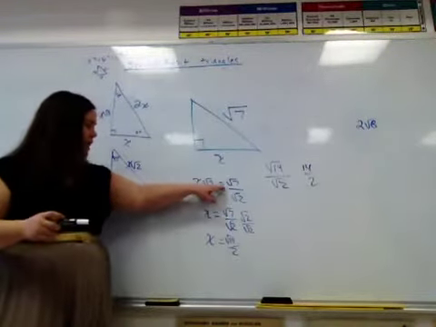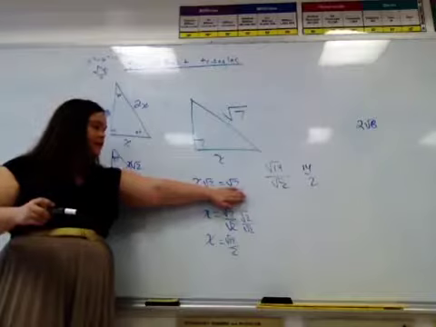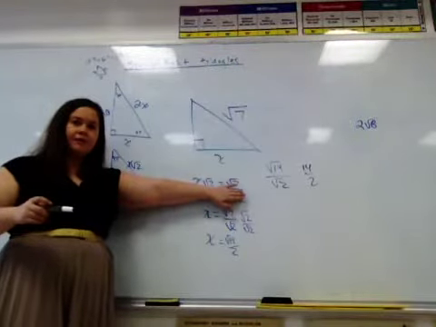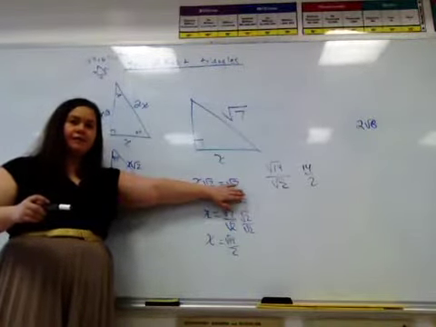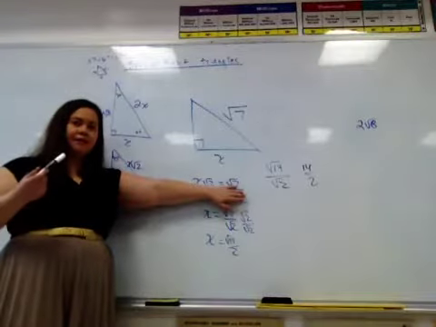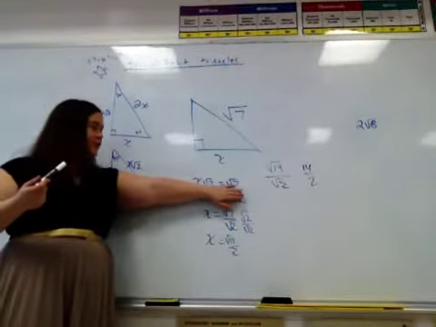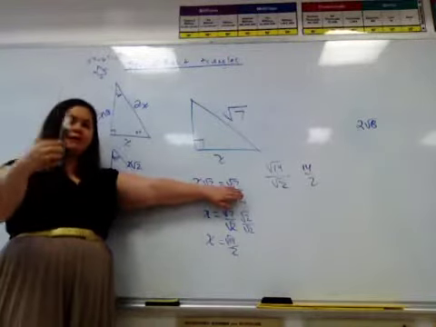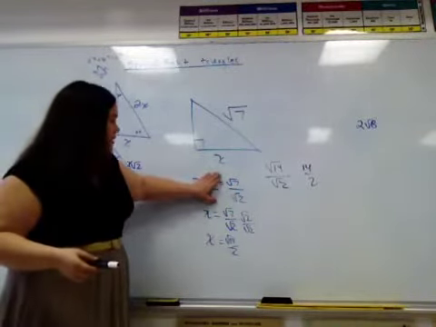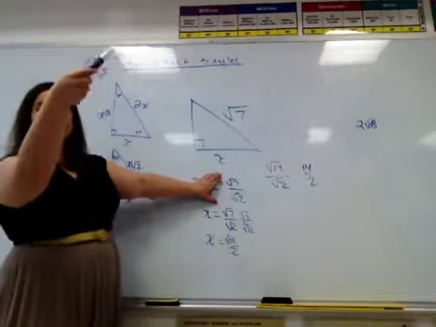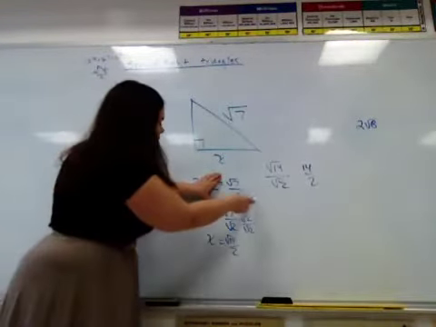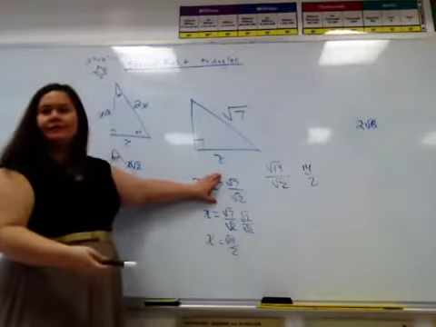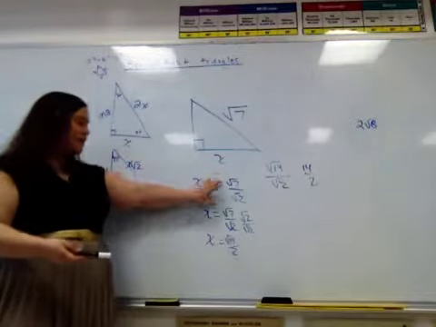We had x times radical 2 equals radical 7. But why radical 2? Because it's a 45. So in order to get from the short leg to the hypotenuse, you multiply by radical 2. In order to get from the hypotenuse to the short leg, you divide by radical 2.